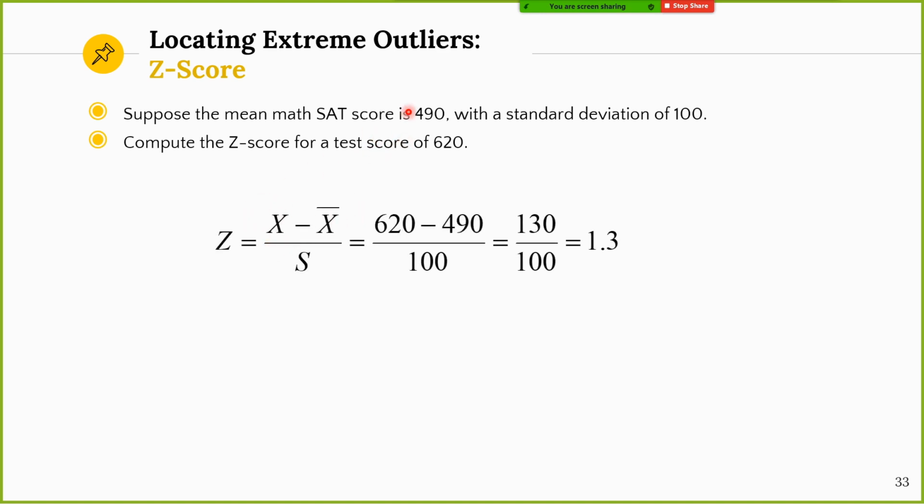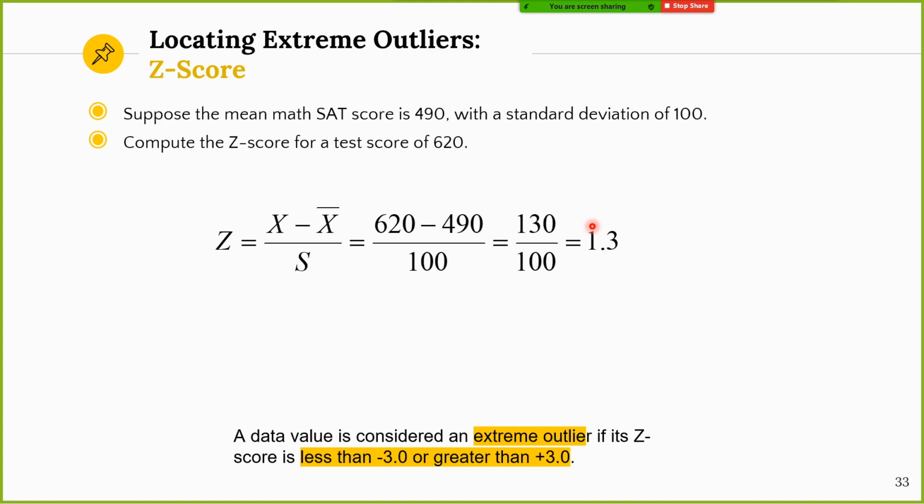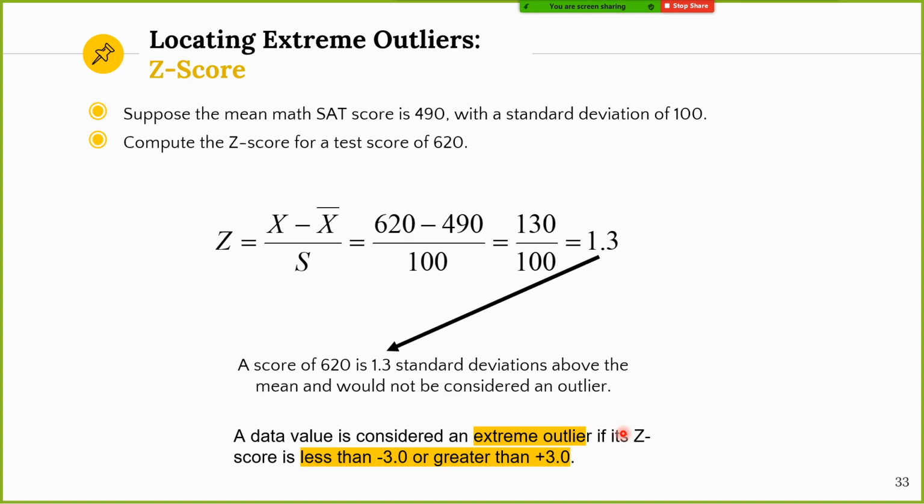The data value that we have is 620. We also have the mean, 490. So we just calculate 620 minus 490, divided by 100, the standard deviation, and we get 1.3. So the data value is considered an extreme outlier if the z is less than -3 or greater than +3. So this one is not an outlier. Okay, this is how we calculate the outliers. It's simple and easy.